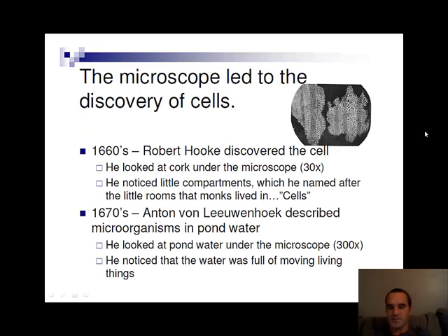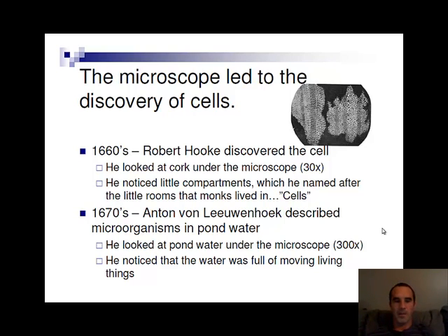So how did we first start to learn about cells? First of all, Robert Hooke looked at cork under a microscope, and that's in the 1660s. He noticed these little compartments, which he named after the little rooms that monks live in, called cells. The next guy we've got is Anton van Leeuwenhoek. In the 1670s, he looks at pond water, and microscopes have gotten way better. That's like their technology, their version of the iPod. It gets way better. He looks at pond water and sees all these moving living things.